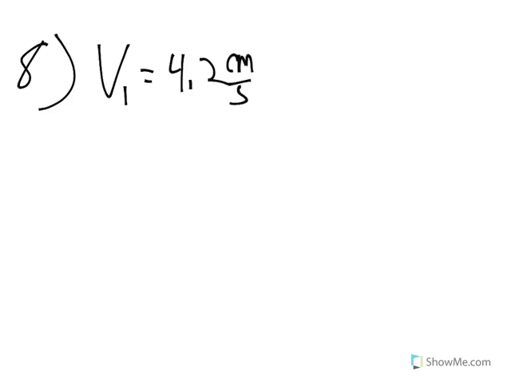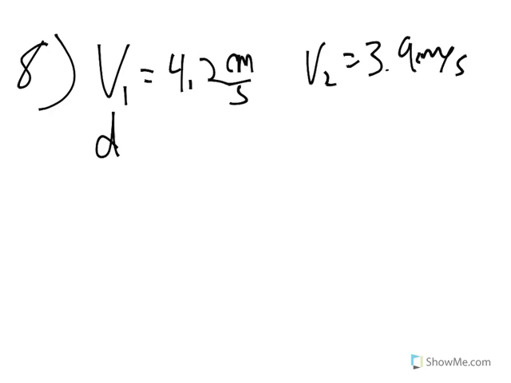Number 8. 2 ants race along the top of a Wheaties box. One travels 4.2 centimeters per second, while the other drags at 3.9 centimeters per second. So we have velocity of guy 1 is 4.2, while velocity of guy 2 is 3.9. Sorry, these are centimeters per second. When the first ant crosses the finish line, how far behind is the second ant? The box is 28.1 centimeters long.